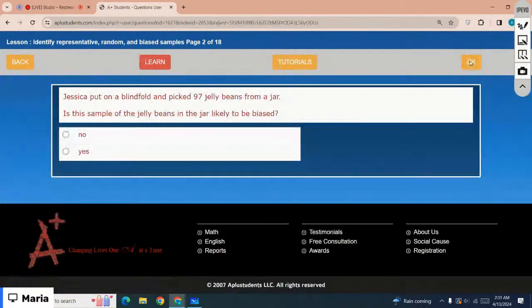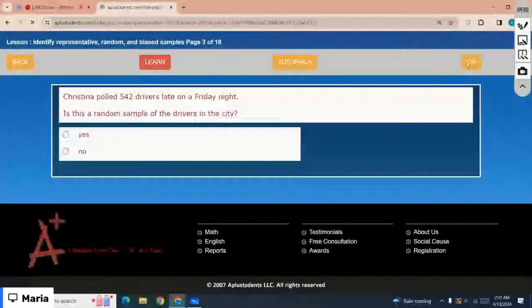Jessica put on a blindfold and picked 97 jelly beans from a jar. Is this sample of jelly beans in a jar likely to be biased? So which is the correct option? That's similar to the one we did, so no need to do it here, right? They are not biased. The correct option is no, they are random samples because they are just the candies, jelly beans. They all are random.